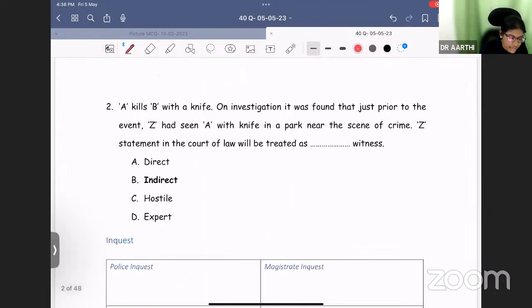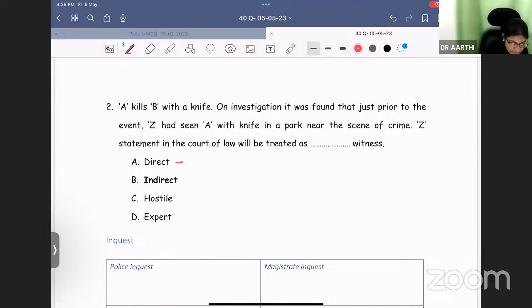Next question. A kills B with a knife, and on investigation, it was found that just prior to the event, Z has seen A with a knife in a park. So A kills B just some time after. Z has seen A with a knife near the scene of crime. Now, Z says this in the court, and this is considered as what? It is considered as indirect evidence.